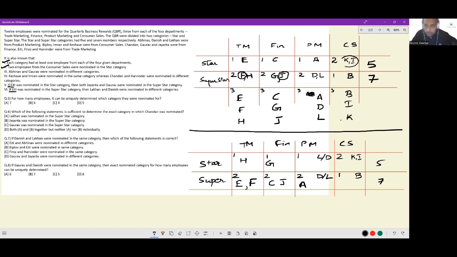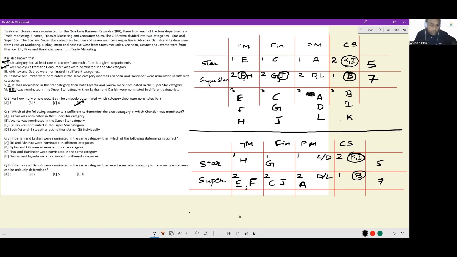But for the three employees in the consumer sales, we are absolutely certain. We know whether they are shortlisted in the star category or the superstar category. So three from here, two from here, altogether there will be 5 people for which the category they are nominated for can be uniquely identified.